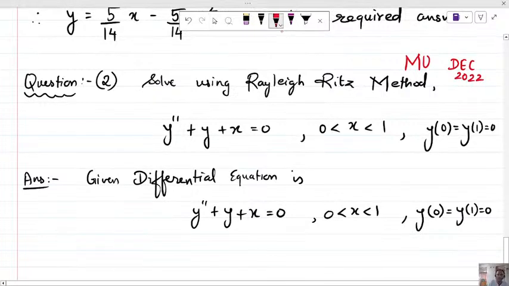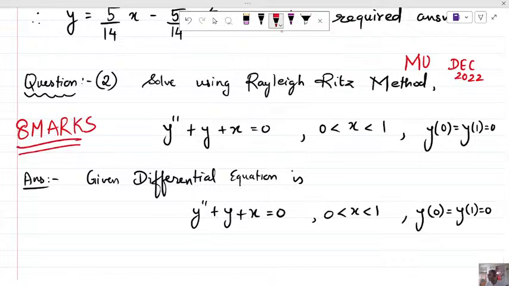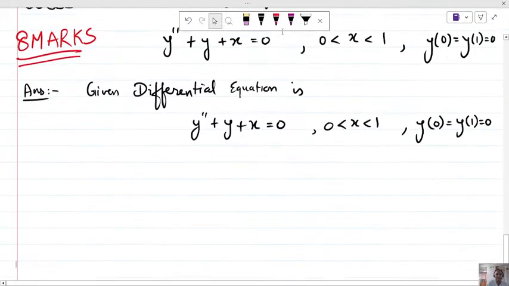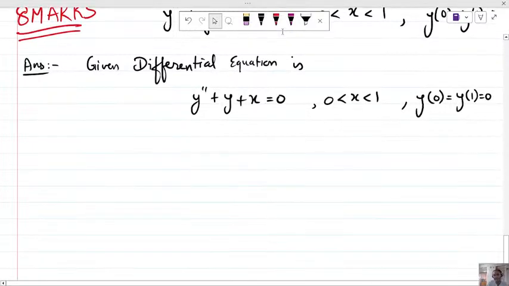Yeah, that is also another important thing, 8 marks, that is a big deal. This is an 8 marks question and we should definitely be able to do this. So here what we do is y double dash of x plus y plus x, this kind of thing.